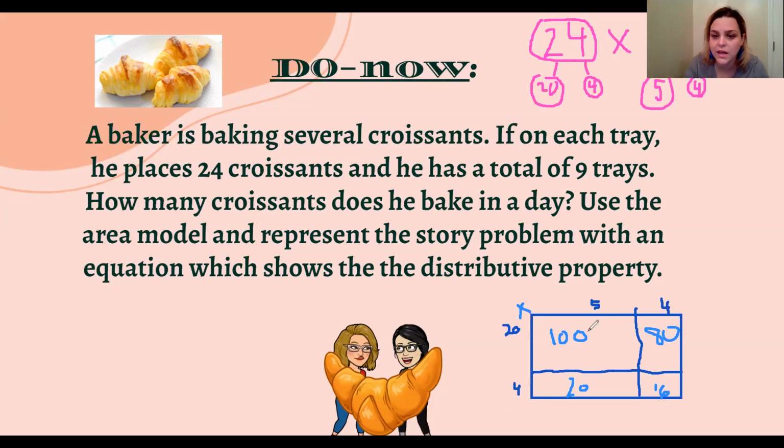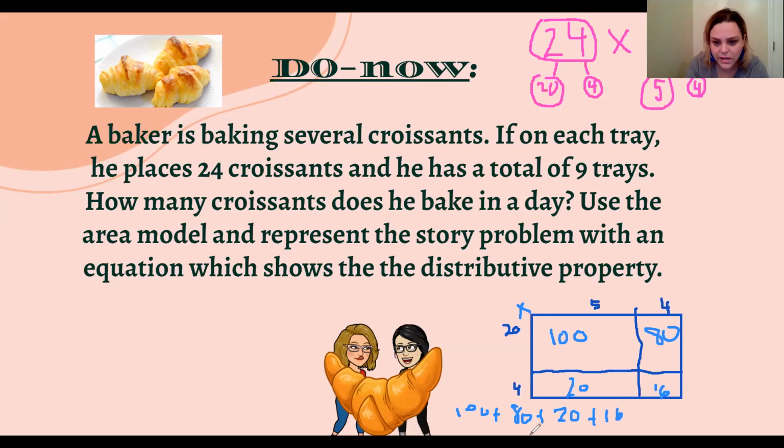So 100 plus 80, I'm going to write it down here, 100 plus 80 plus 20 plus 16. Well, if I think back to the associative property, it means I can just add things or multiply things in any order in order to just make it easier.